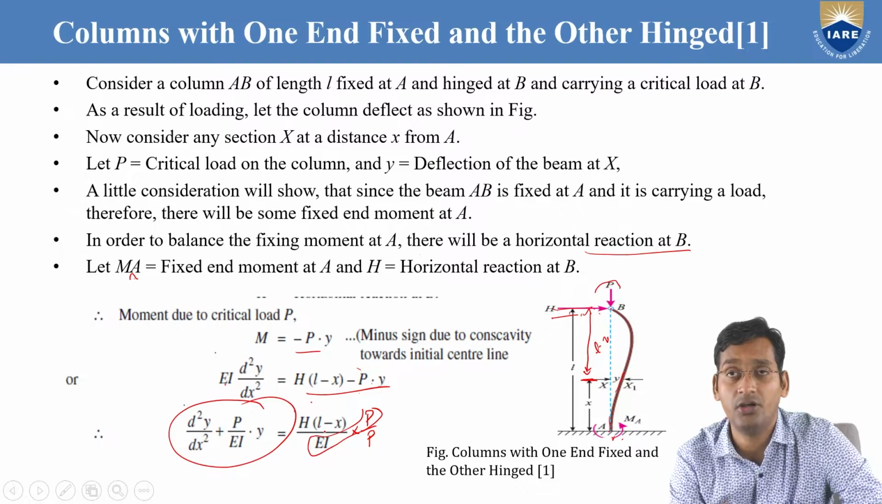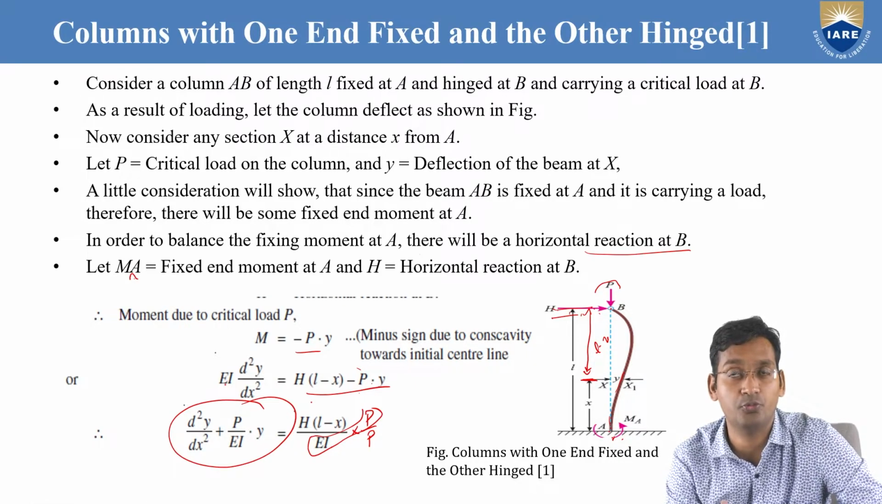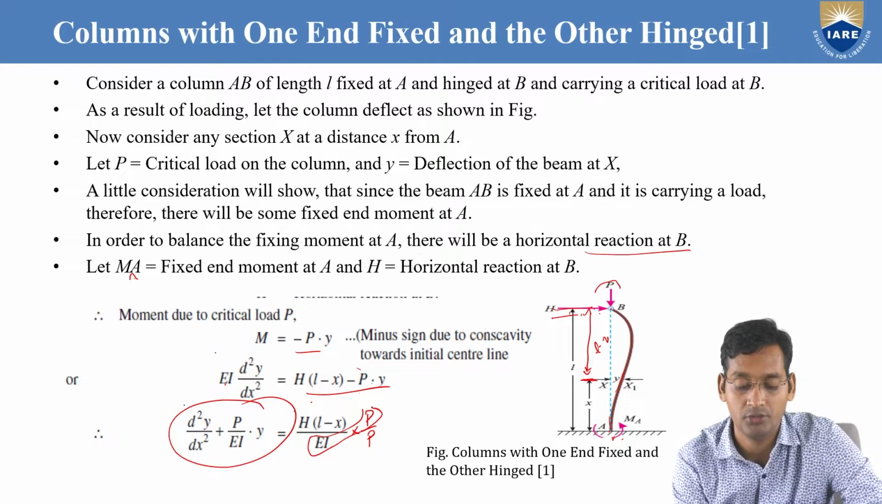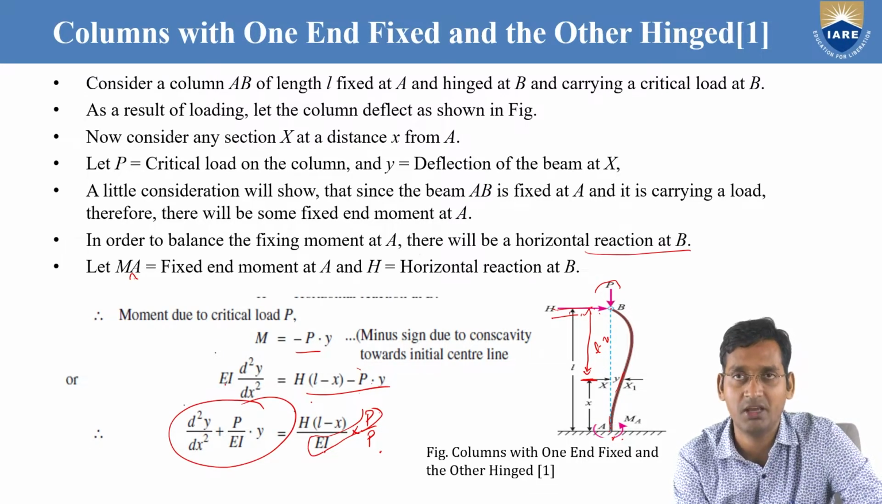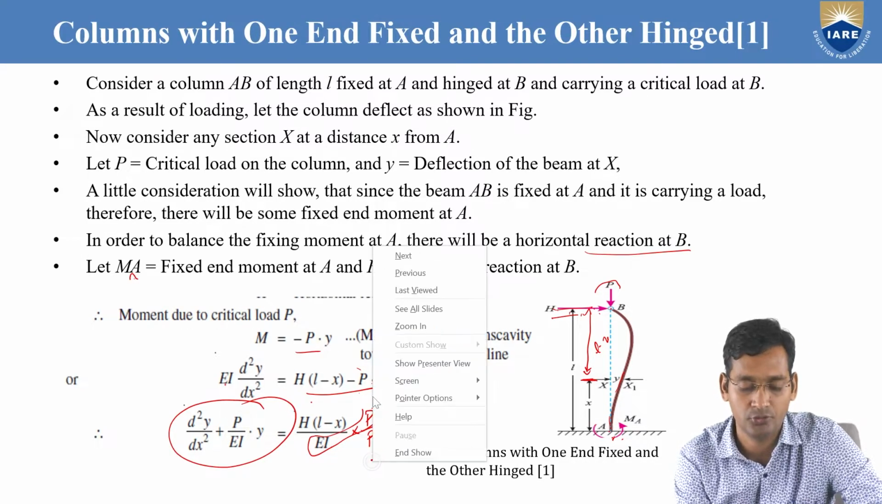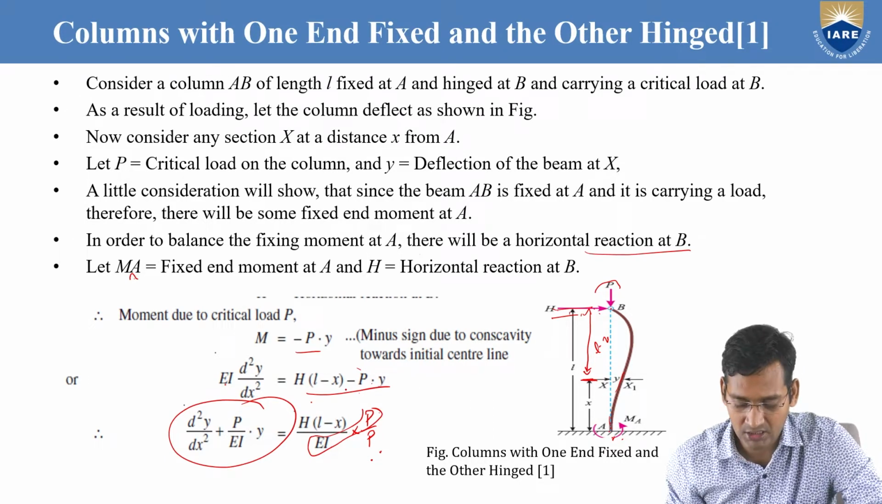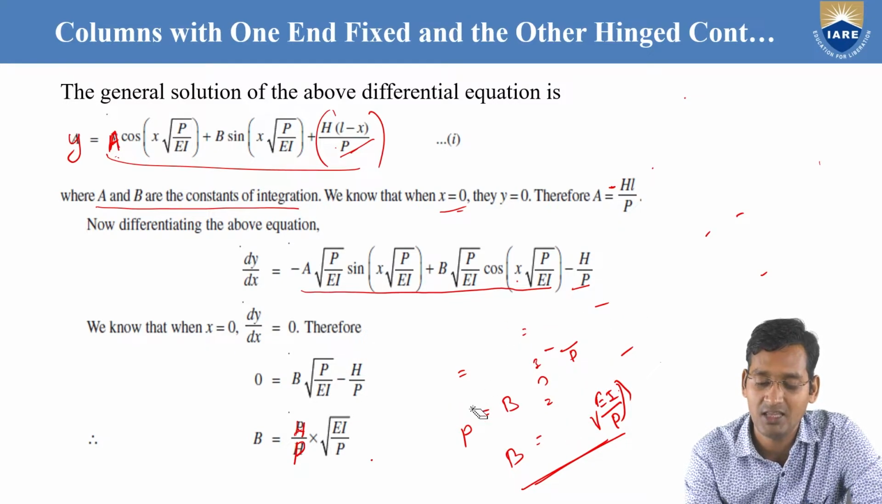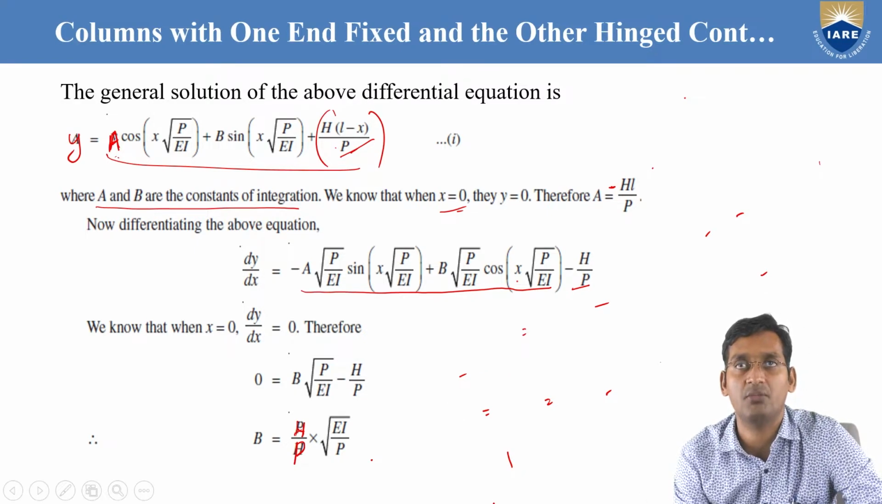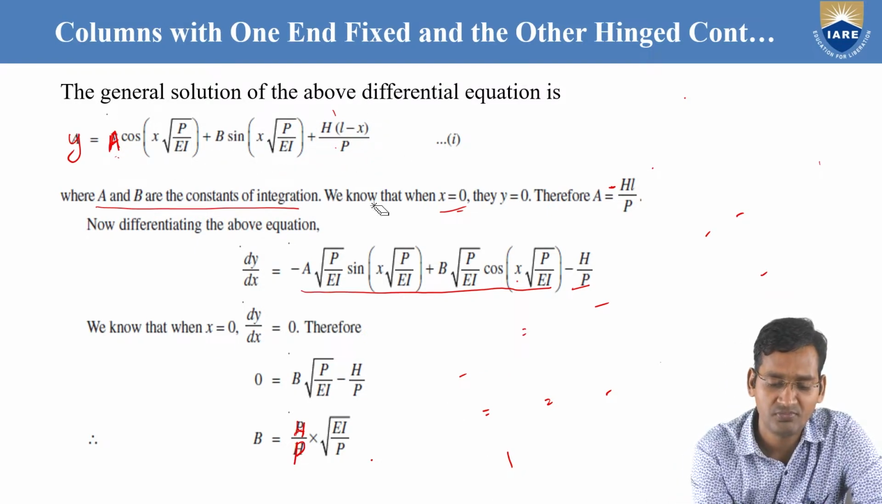Now another thing is what? That P by EI we can remove. So P is not here. So means we have to introduce the P. So just multiply and divide by P. So after that what we will get? P by EI removed. So what is left? H into L minus X by P. So that term will get added to the general solution. So just say this is the general solution. Here y equals to A cos X root P by EI plus B sin X root P by EI plus this constant term, that this term will get added, that is H into L minus X by P.